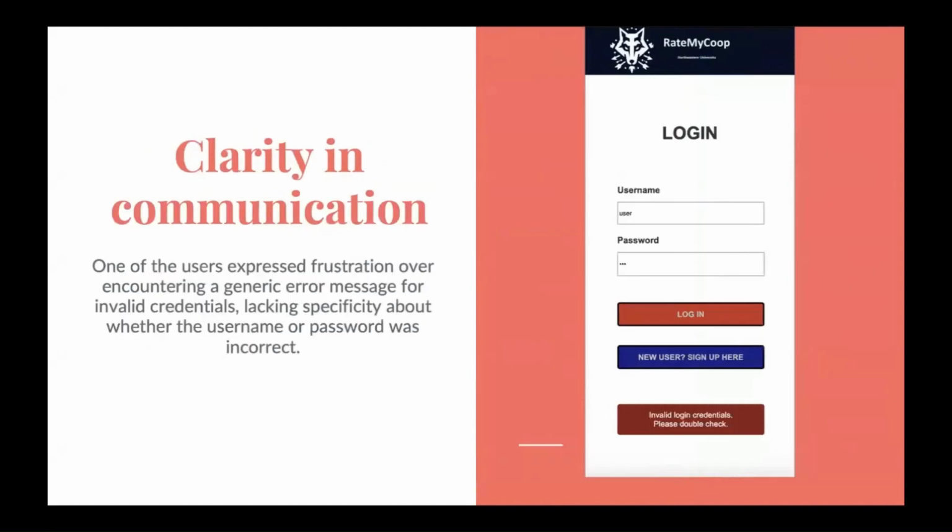Clarity in communication, particularly during the login process, emerged as a critical concern. One of the users also expressed frustration over encountering a generic message for invalid credentials, lacking specificity about whether the username was incorrect or the password. This ambiguity posed a significant hurdle for users who were attempting to troubleshoot login issues. We have taken up this feedback very seriously, and our recommended approach would be to implement individual error messages for incorrect username and for incorrect password.